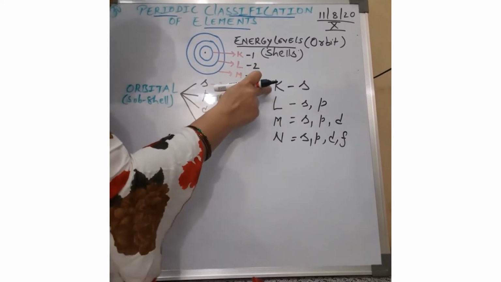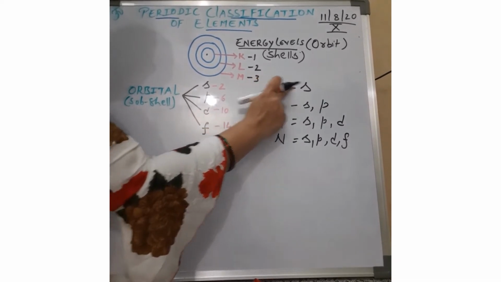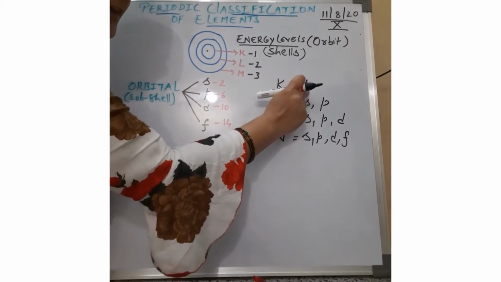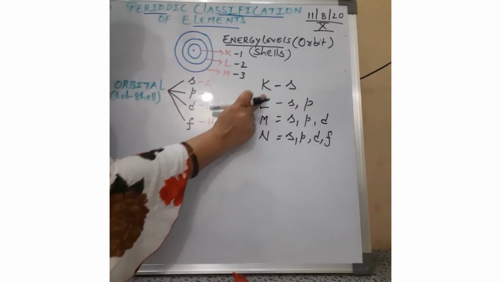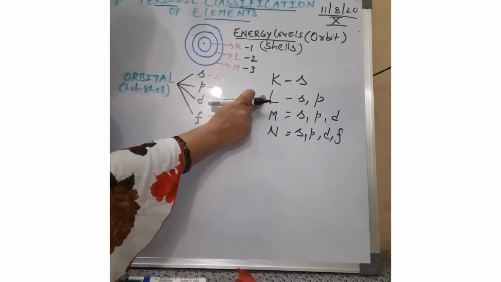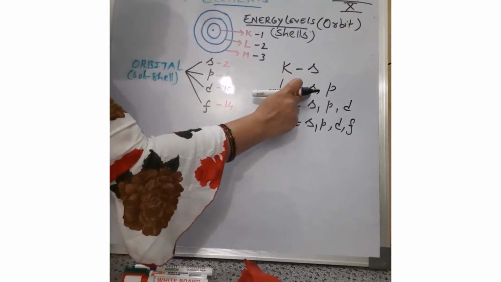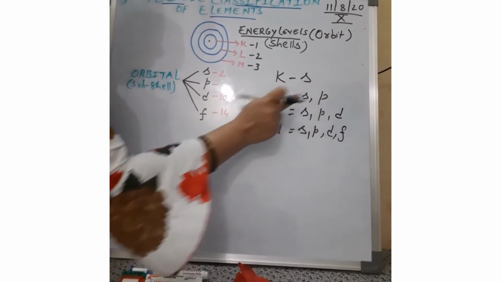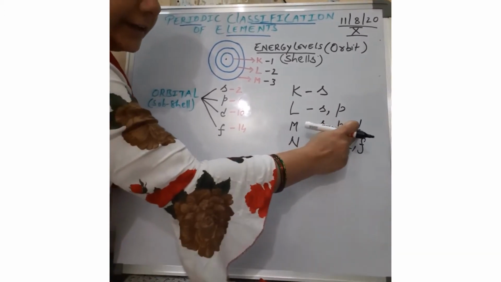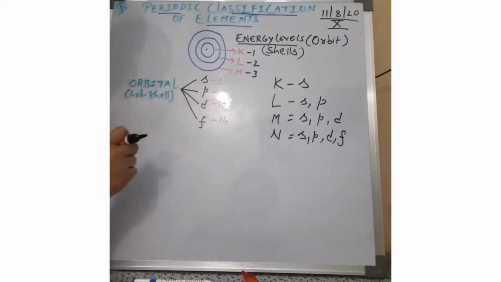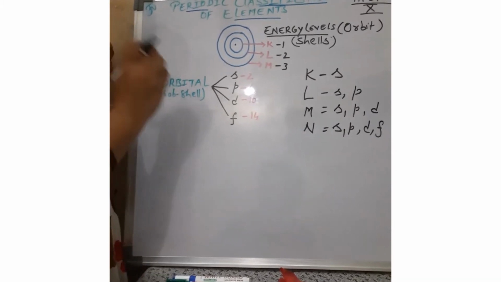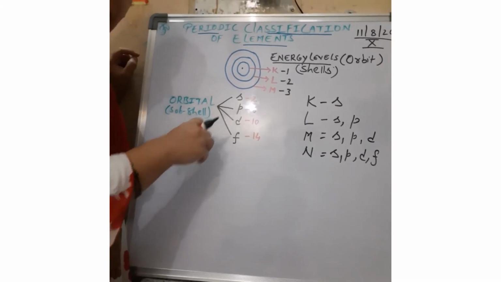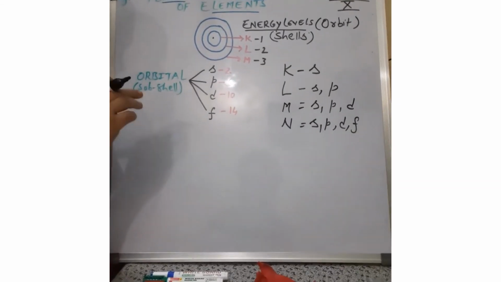Now again, within the shell, for example, K has only one subshell. So that means electrons will first enter into what? S subshell of K shell. Then once this is filled, they move on to the L shell, in which subshell will be filled first? The lowest one, that is S, then followed by P. Similarly, M: S, P, D. Similarly, N: S, P, D, F. So in every atom, the electrons first enter into the lowest energy level, then go to the next higher energy level.